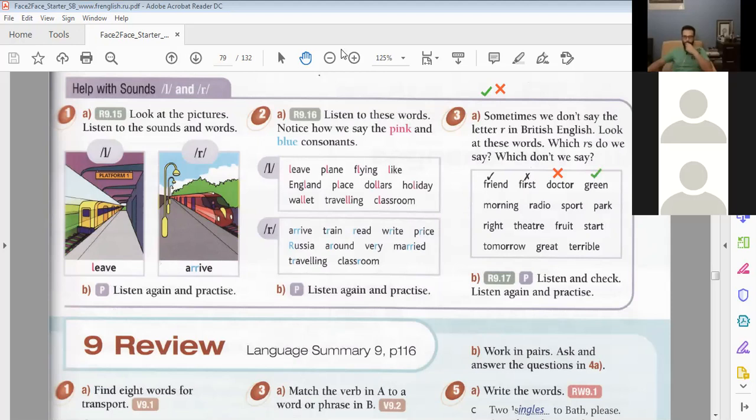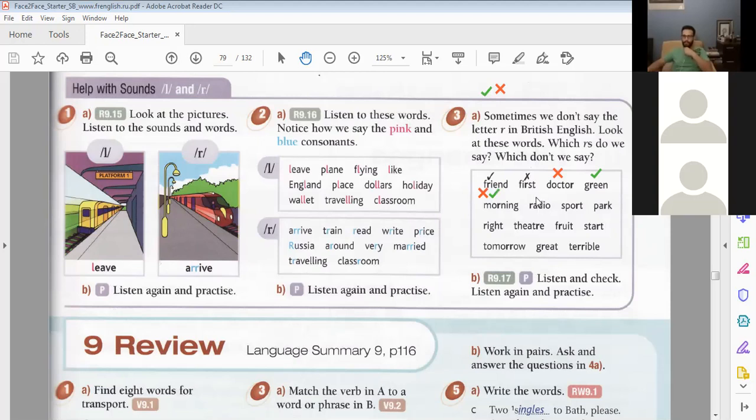What do you think, Basma? Do we say it or no? I think no. Okay, so Basma thinks no, but Manal thinks yes. So let's put both answers. Next word?